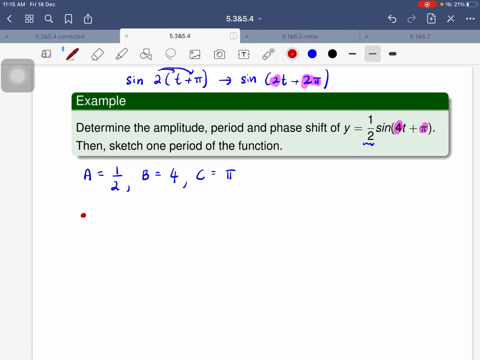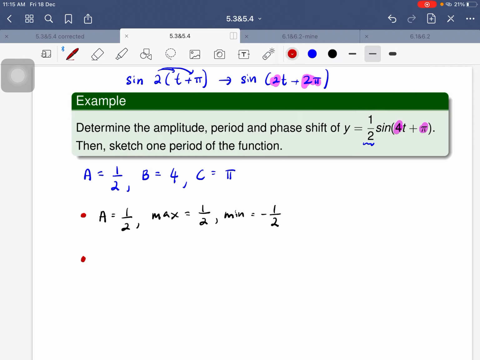First of all, the value of a is going to tell us about the maximum and also the minimum value. So a is equal to a half. From this, we know that the maximum value is going to be a half, and the minimum value is going to be negative 1 over 2, negative a half. So that is going to be the first characteristic.